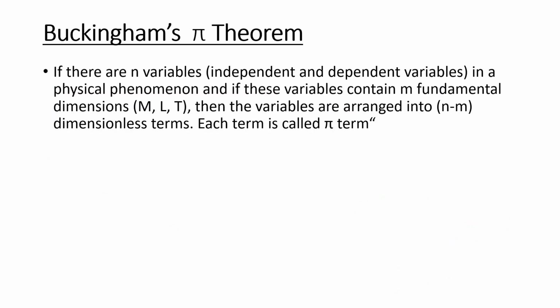Now let us see what is Buckingham's pi theorem. Buckingham's pi theorem is also a method of dimensional analysis, and let us see the definition. If there are n variables, independent and dependent variables, in a physical phenomenon or experiment, when you conduct an experiment, you find out that these variables are involved, and if these variables contain m fundamental dimensions, we have seen what a fundamental dimension is, M L T, then the variables are arranged into n minus m dimensionless terms, and each term is called a pi term. So this is the definition of Buckingham's theorem.